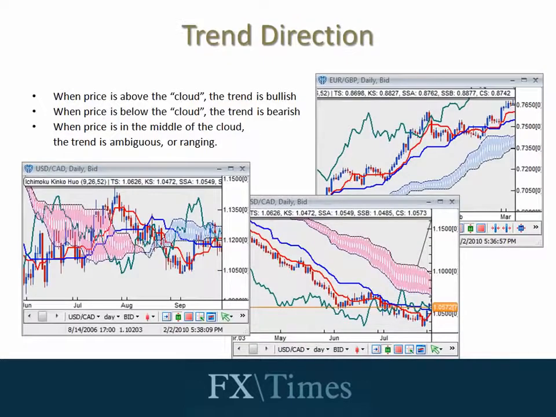Here are the basic interpretations of the Ichimoku chart. When the price is above the cloud, the trend is bullish. When the price is below the cloud, the trend is bearish. When the price is in the middle of the cloud, the trend is ambiguous or ranging.